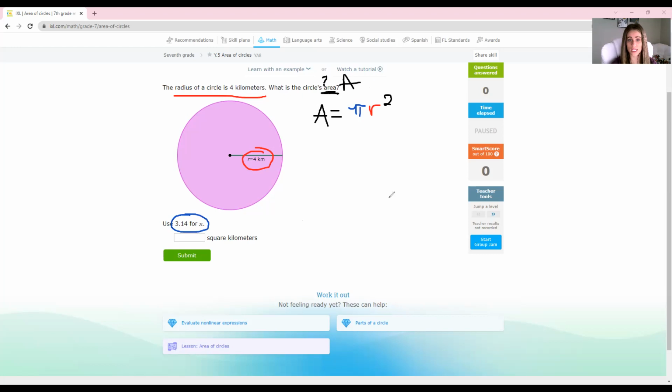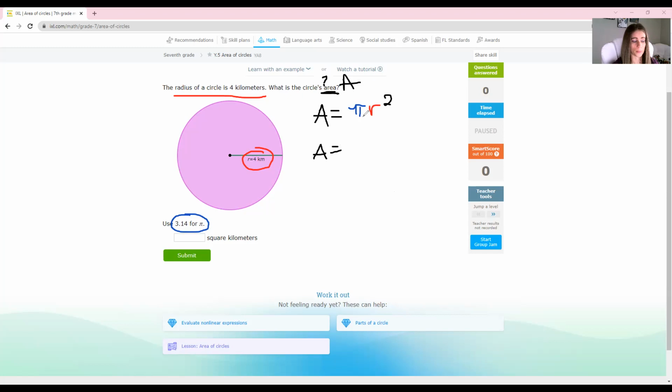Now that that's complete, your next step is always to substitute. So substitute, if you think of like a substitute teacher, someone's coming in to replace your regular teacher for the day. So what we're doing is we are replacing, we are plugging in our values, our numbers, for our variables, our letters. All right, A, that's going to stay a variable because that's our question. We don't know what that is. It's what we're trying to find out.